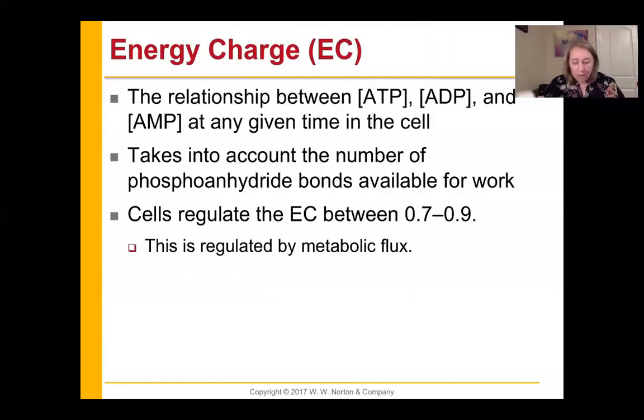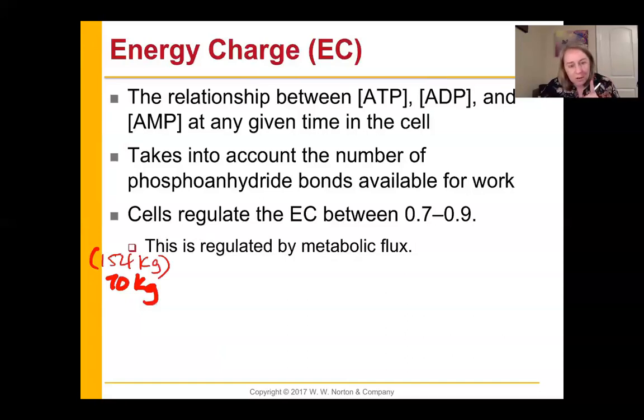Okay, so now let's talk about the energy. This is kind of cool, the energy charge of the cell. The relationship between ATP, ADP, and AMP at any one time in the cell is called the energy charge. And it takes into account all the numbers of those phosphoanhydride bonds that are available for work. If you think about it, somebody weighs 70 kilograms, because we're going to think in metric because we're scientists. But I'll tell you, that's about 154 pounds.